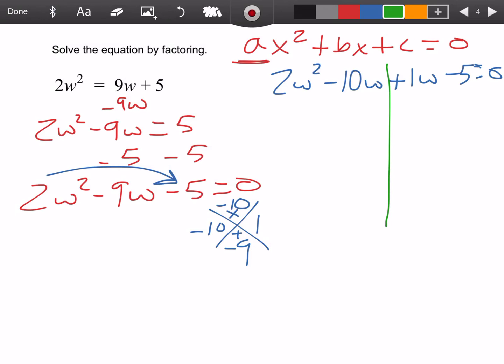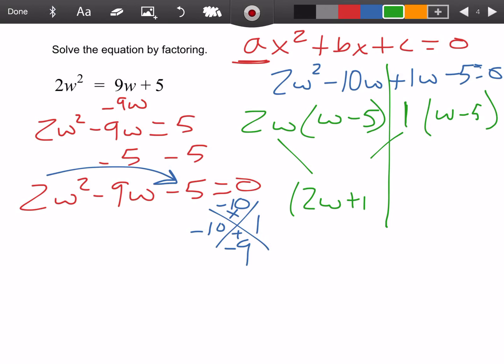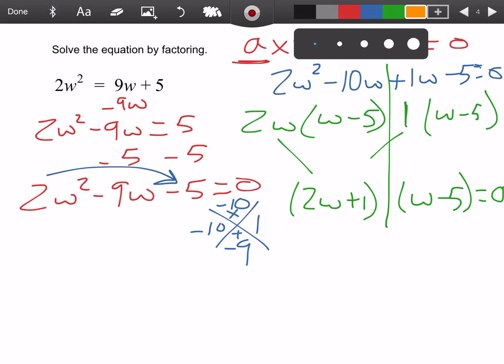So then we have to draw our line and factor each side. So here we're going to factor out a 2w, and then that would mean that this is w minus 5. And then on the right-hand side, between 1 and negative 5, we can't factor anything out. So we're just going to factor out a 1, and then we still have the w minus 5 there. So then we're going to bring these two together. We have 2w plus 1 on the one side, and then w minus 5 on the other. That's equal to 0.